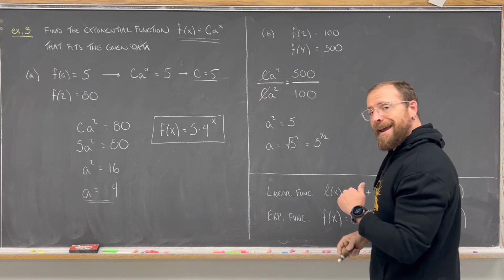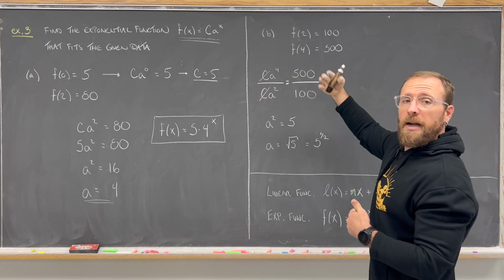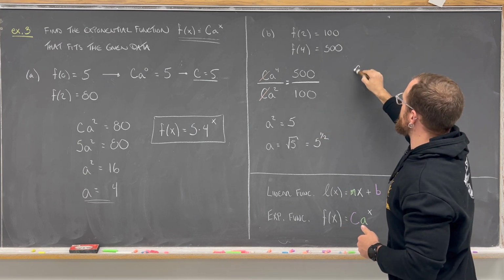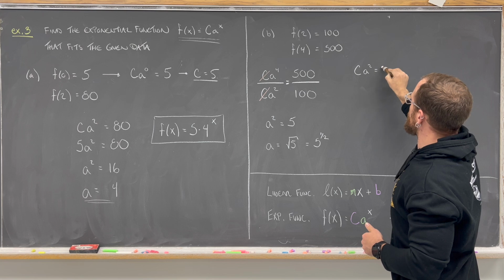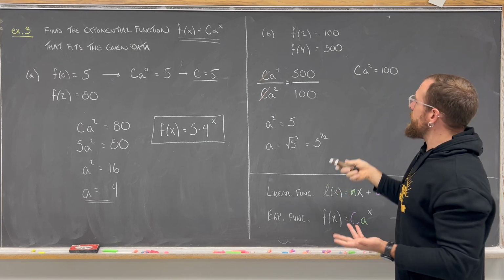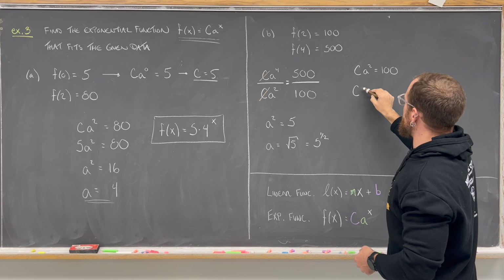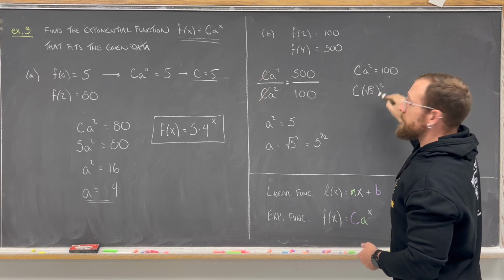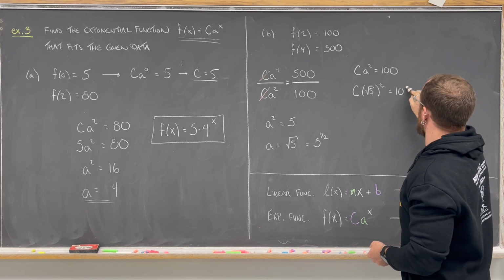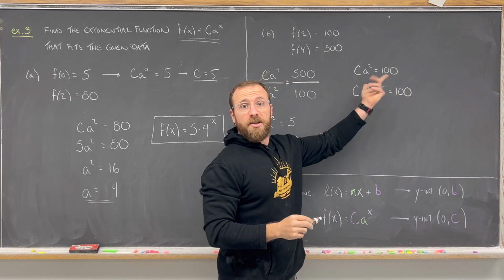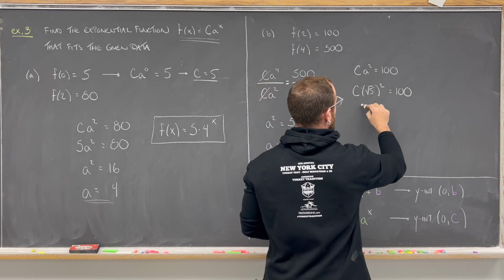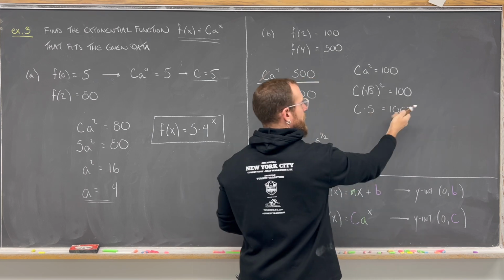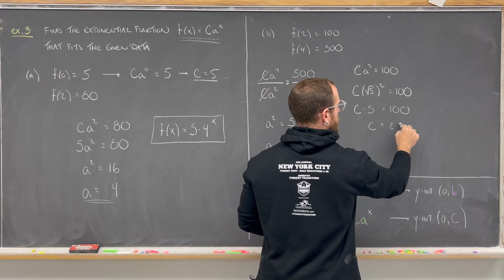And now that I know that a is the square root of 5, why don't I revisit either one of these equations? I'll just choose to visit this one down here that said that c times a squared is equal to 100. Well, now I know that a is the square root of 5. So this says that c times the square root of 5 squared is equal to 100. The square root of 5 squared is, of course, 5. So we have c times 5 equals 100. And if I divide both sides by 5, this says that c is equal to 20.